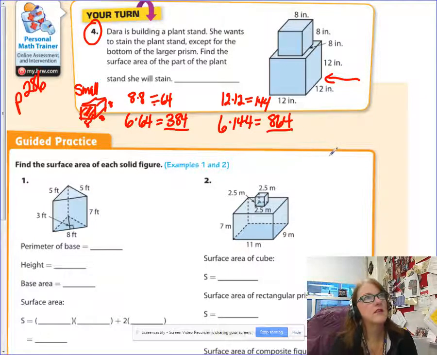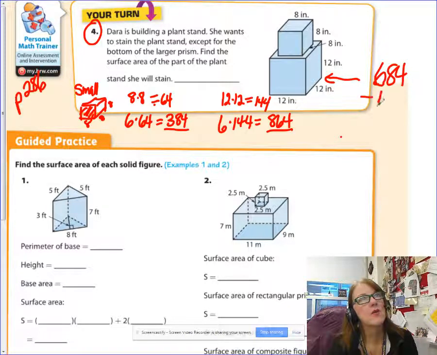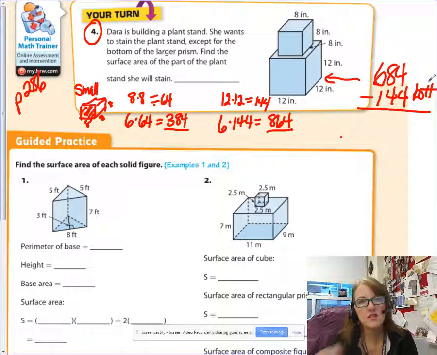I haven't had any coffee yet this morning. Now, here's the deal. If we were doing all 6 sides of each of these, I would say just add them up, okay? And if I did that, I would get like 1,100, 1,200, I don't know, a big number. Problem is, though, she is not going to do the bottom of the big box. So what we need to do is we have that 864, but we're really taking off the bottom because she's not going to bother staining that. No one's going to see it.